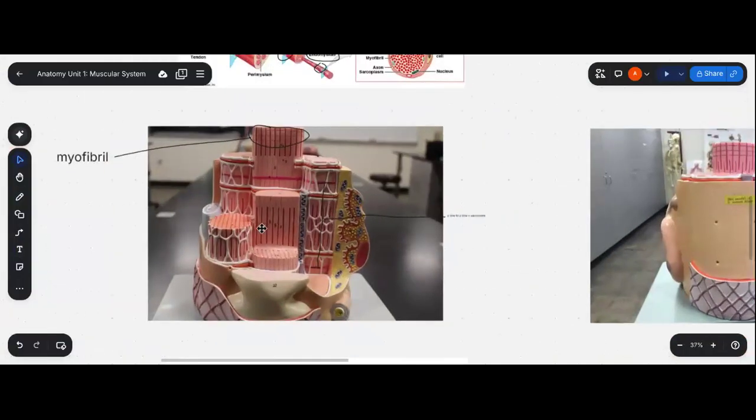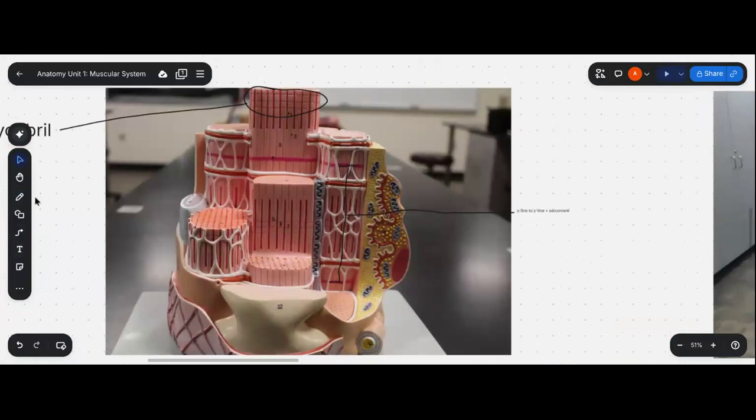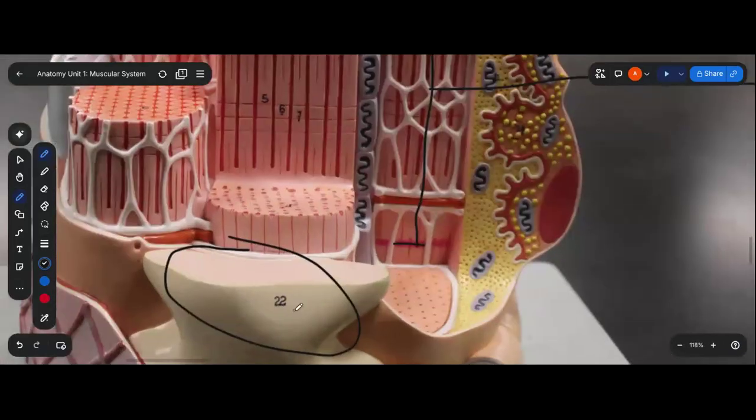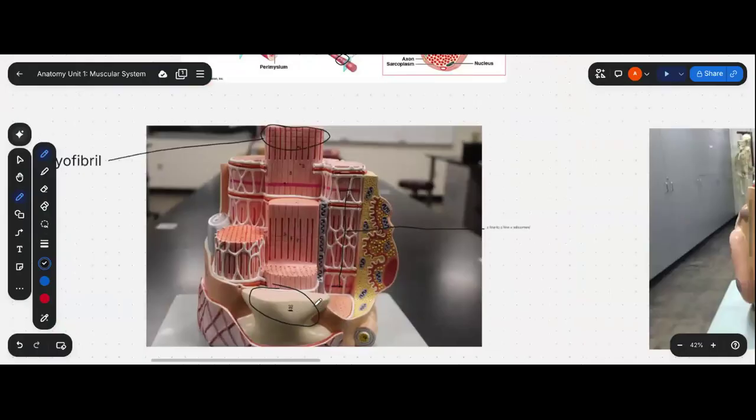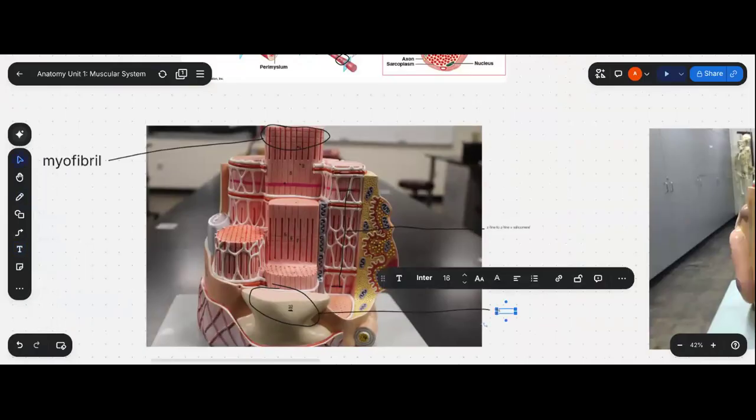Moving back to this whole big model, there are a couple other accessory structures that you have to know. The first of which is this big cell over here. You can see that it's labeled as number 22. That big cell is a myosatellite cell. Right over there. Myosatellite.